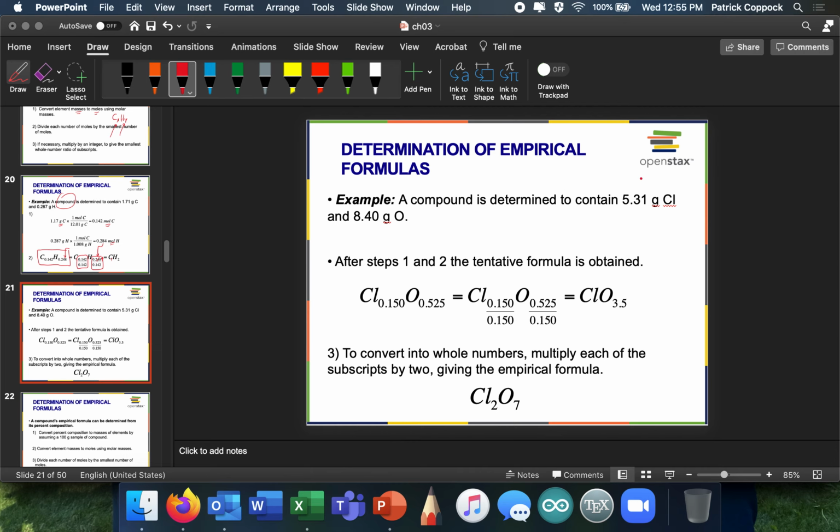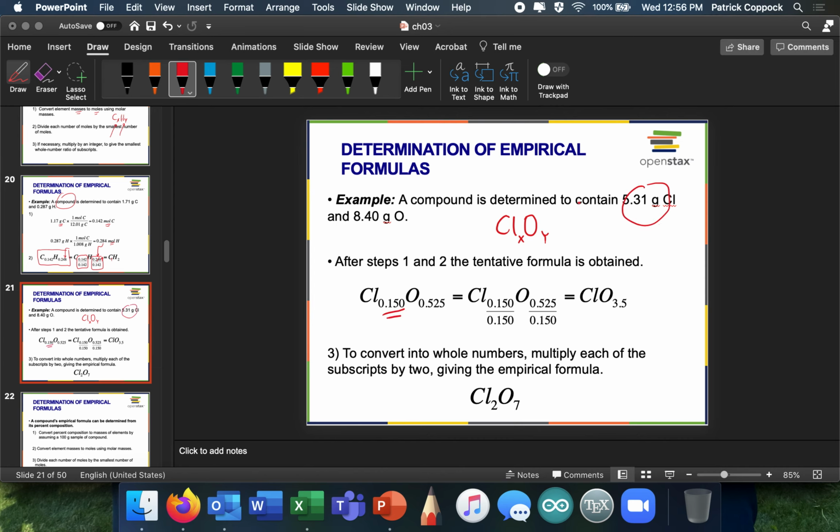So let's do the same thing here. We've got a compound that's got chlorine and oxygen in it. I put the more electropositive element first and the more electronegative element, right? X, Y. And I convert this grams of chlorine to this many moles.